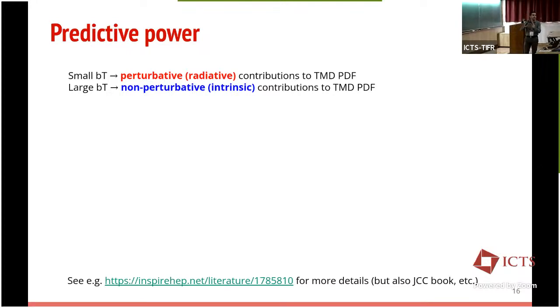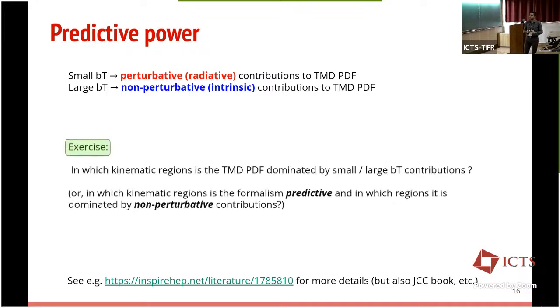So small bT we can calculate. Large bT, it's the non-perturbative part. So at this point, the question is, how can I know if my TMD PDF or TMD fragmentation function is dominated by non-perturbative components or components that I can calculate in perturbation theory? Or in other words, in which kinematic region is your formalism predictive?